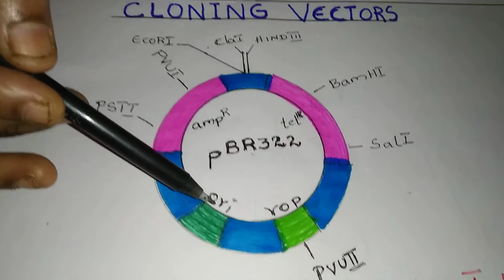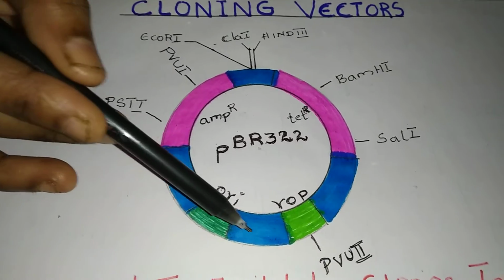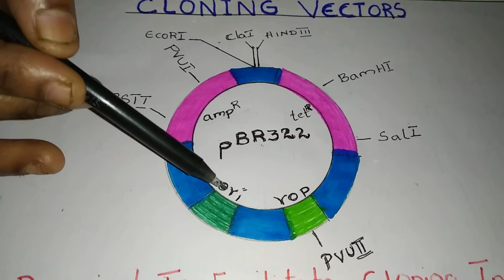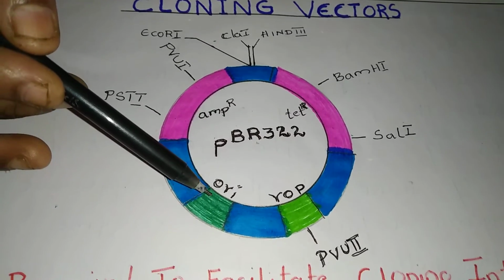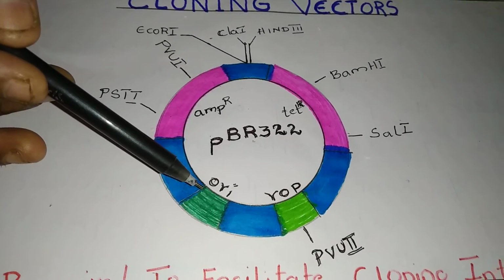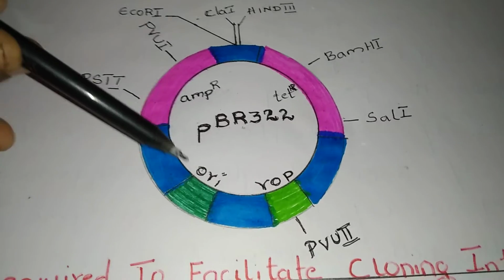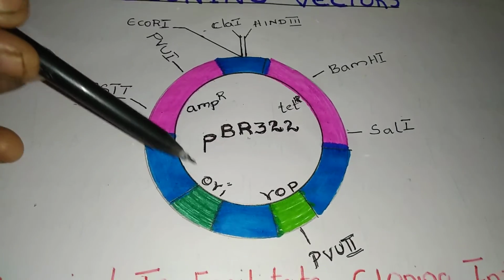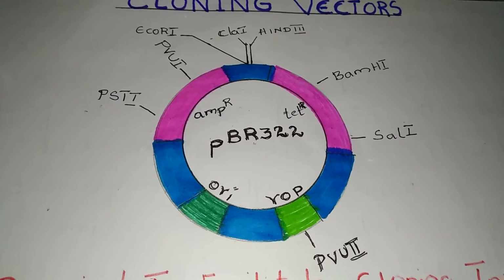So if you want to get more copies of the desired DNA fragment, then it should be cloned into a vector whose ORI supports a high number of DNA copies. Then it should be ligated to the ORI of that particular plasmid. Then the next one is the selectable markers.